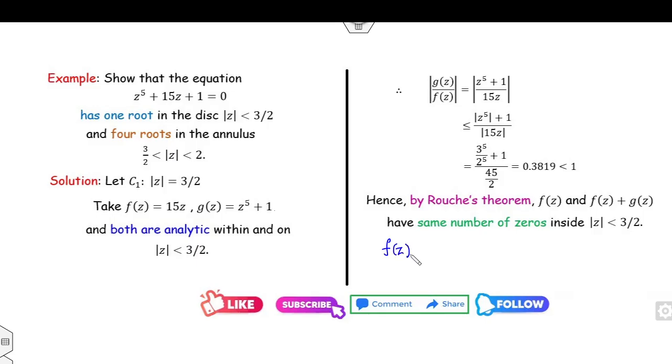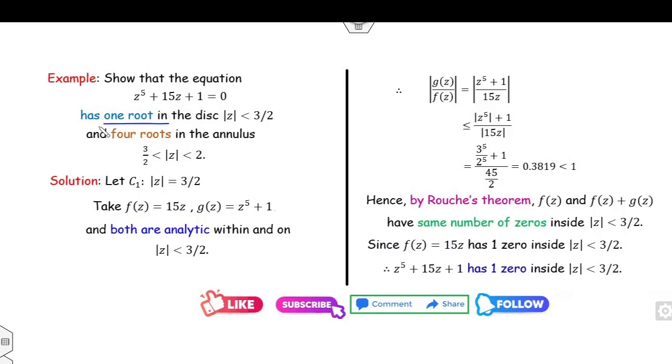Can you find the number of zeros of f of z? Because the degree of the polynomial is 1, it has only 1 zero inside the circle |z| less than 3 by 2. Therefore, the given function has only one root in the disk |z| less than 3 by 2.